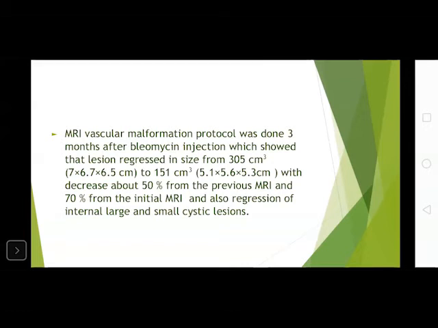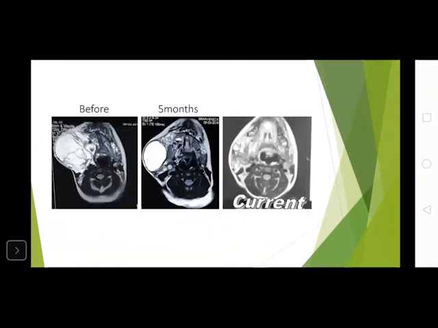We repeated the MRI after 6 months from the previous one, and it showed decrease in size from 305 in the previous MRI to 150, which is a decrease of about 50% of the volume of the lesion, and 70% from the initial MRI done 11 months before this MRI. Also regression of the internal large and small cystic lesions.